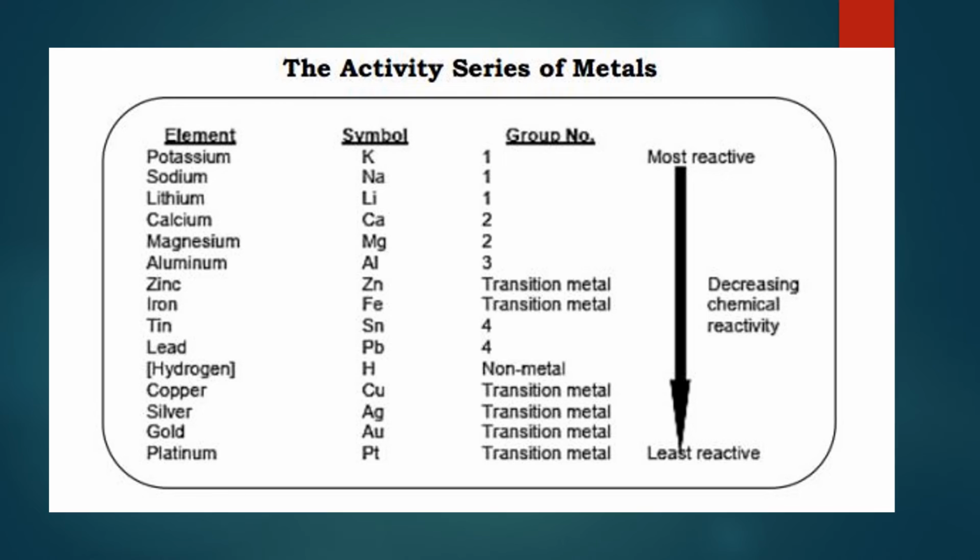Of course, you're going to take a look at the transition metals. The transition metals, you have the zinc, iron, and so on. Below that, you have the copper, silver, gold, and platinum. Why are the copper, silver, gold, and platinum the least reactive? Because if you notice, they are toward the right side of the periodic table, which has lesser reactivity of metals.